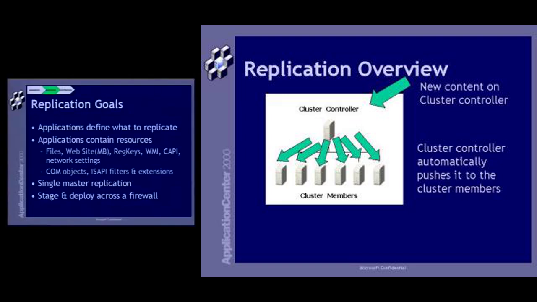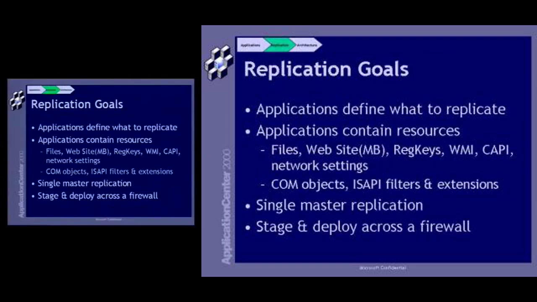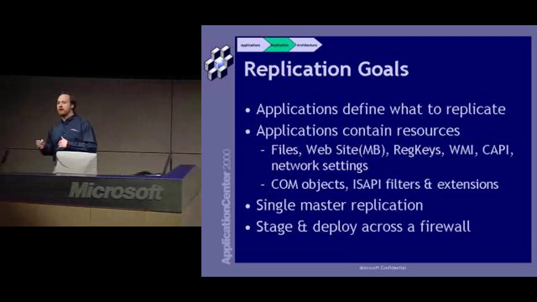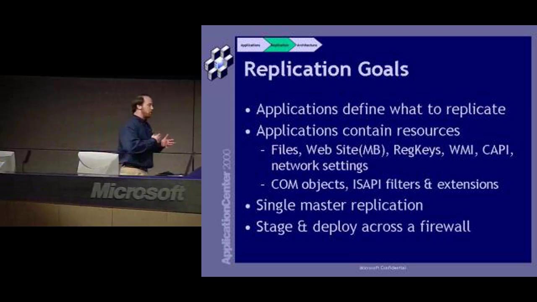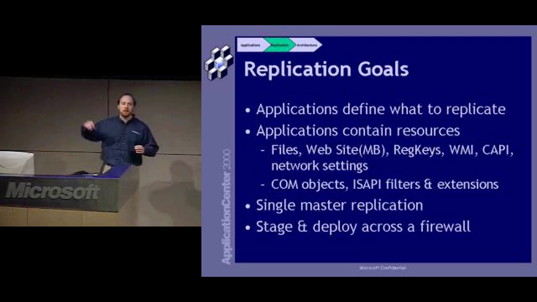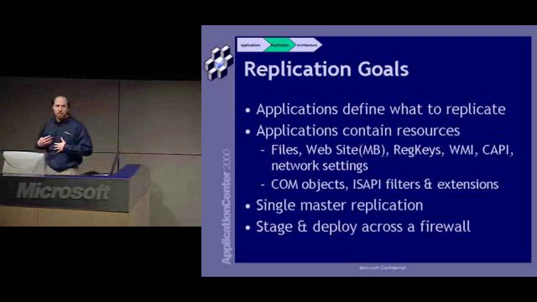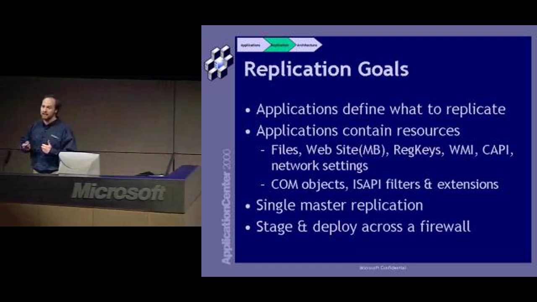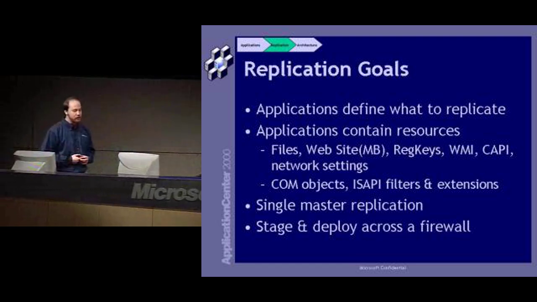Now let's go into some more details about this. As I talked about before, applications define what AppCenter is going to replicate, right? If you tell us to replicate this file, by gosh, we'll do it. But we're not going to figure out that this file needs to be replicated because it references this other resource, this other DSN, this other COM+ object. If you tell us what to replicate, we'll be happy to do it for you, but you have to tell us by defining an application.